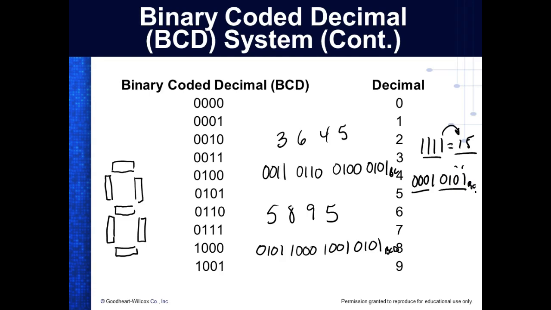But this is a code. Binary is not a code. Binary is a numbering system. Hexadecimal is not a code, even though I've seen people call hexadecimal codes. It's not. It's a numbering system, right?